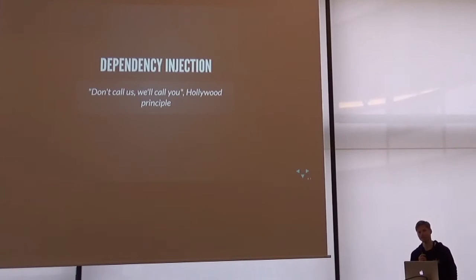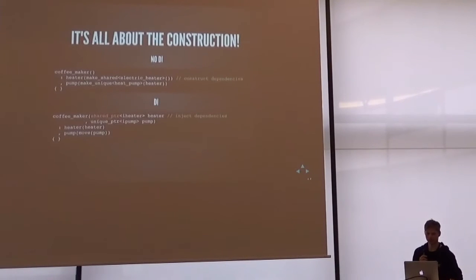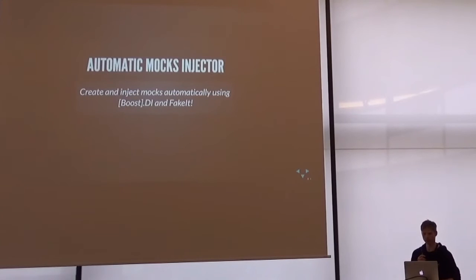So what about DI? DI is, as the Hollywood principle says, don't call us, we will call you. So it means that instead of creating your own objects, we pass them. This way, we have loosely coupled code, which we don't have to really care about, in the sense that we don't have to maintain it. It's all about the constructors. So how is DI related to testing in general? That's the problem I'm trying to show you.